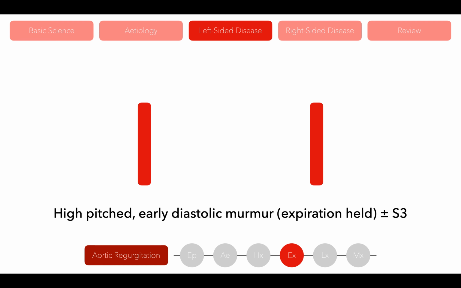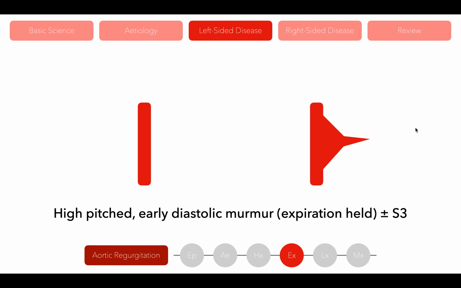So, what will you see on examination? Well, it will be a high pitch, and pitch is related to velocity, so it's a very fast-moving, early diastolic murmur. And you might hear an S3 sound, which is the overfilling of the regurgitation, dropping your cardiac output into a cardiac input, basically. It looks like this. So it's an early diastolic murmur and it quickly fades away. And it sounds like this.